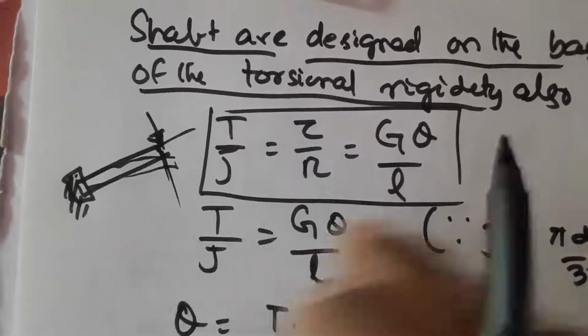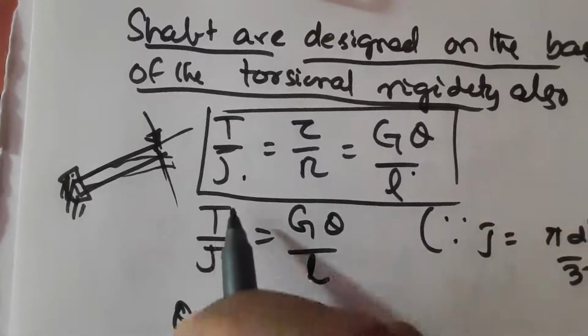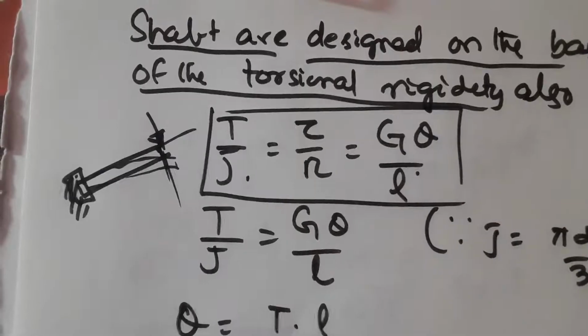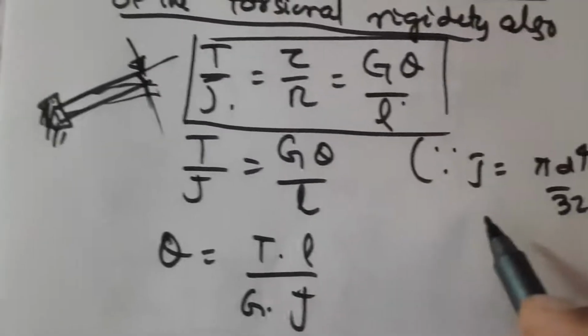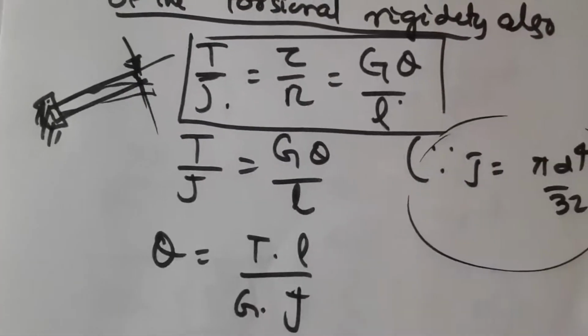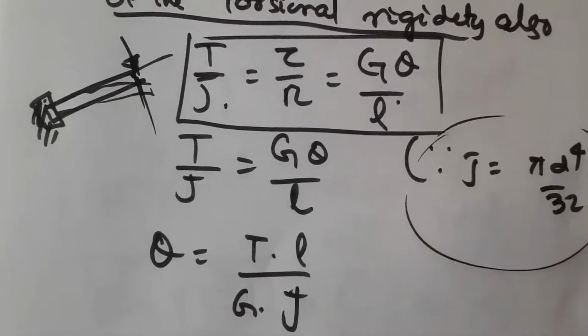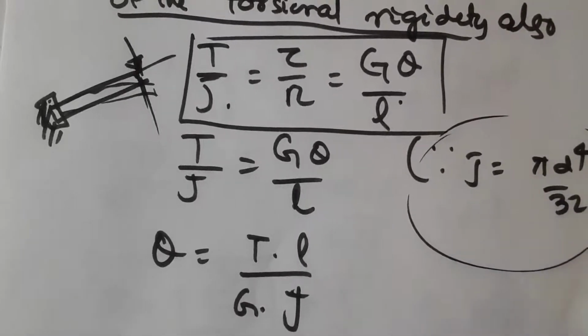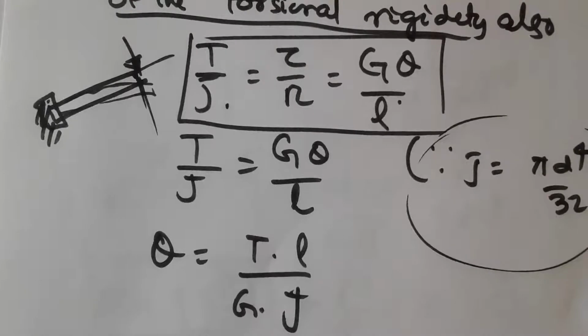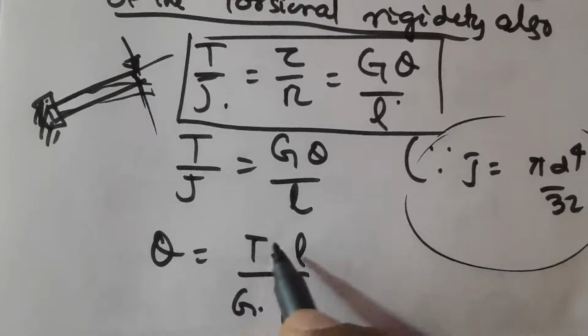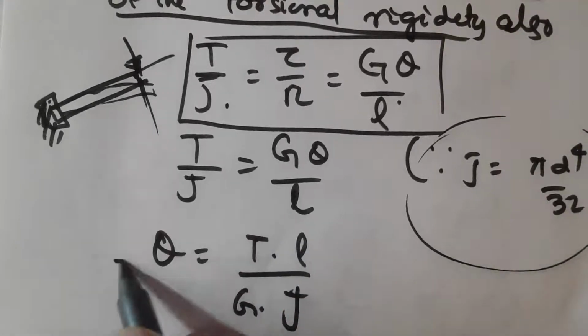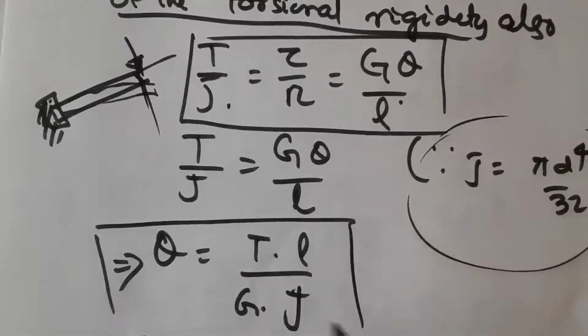From this equation, if you compare the first and third terms, we get T by J is equal to G theta by L. But J is the area property of the shaft and is equal to pi d to the fourth by 32. So if you put that and take theta on one side, you get theta is equal to T into L divided by GJ.